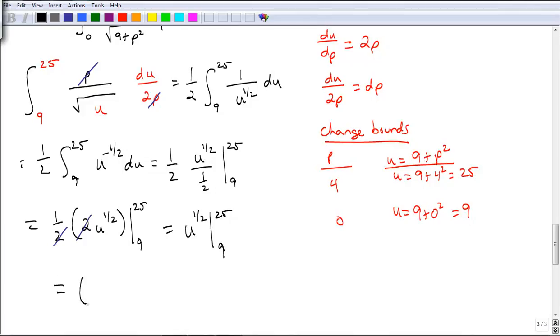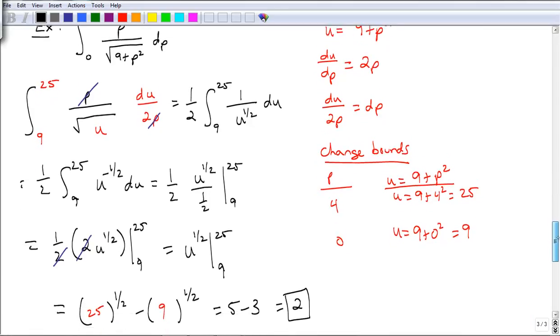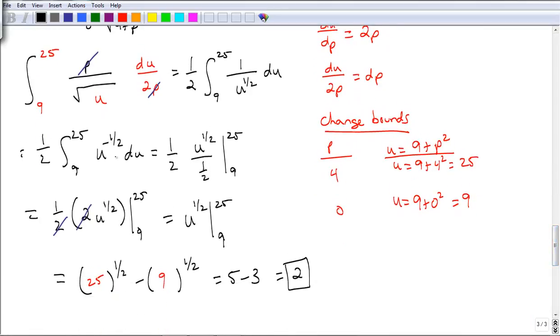And so I plug in 25 minus 9. And this gives me 5 minus 3, which is 2. So the area under that integral is 2. So notice when I'm working through these, I decide what to make u, I replace my dx or dp, and I change my bounds if they're there. And that allows me to create an integral that I can easily integrate.